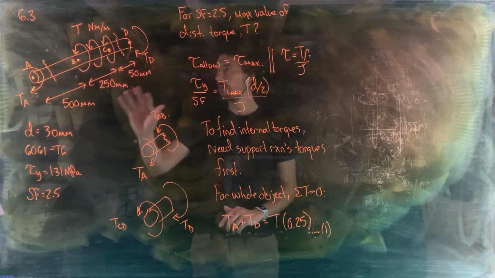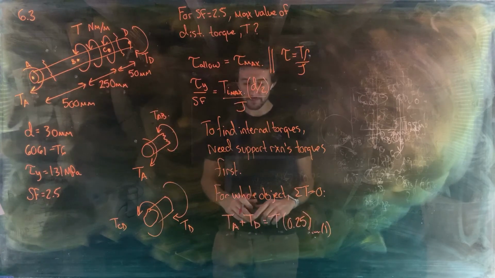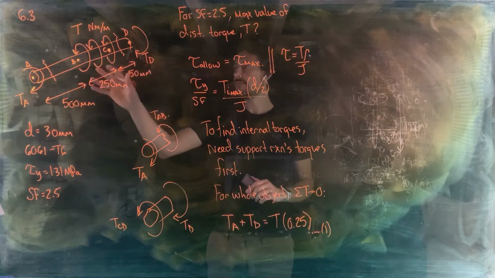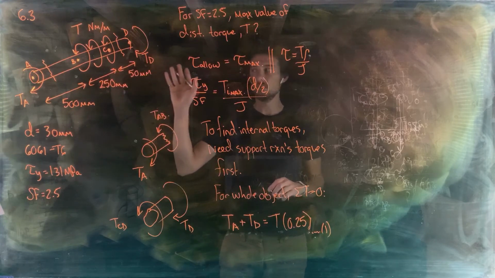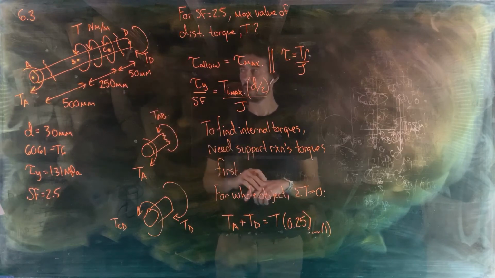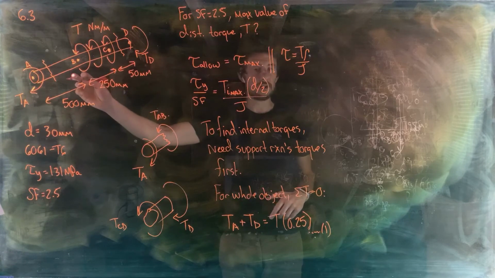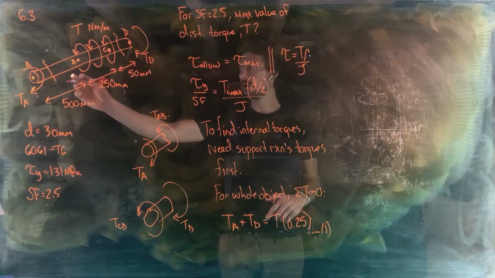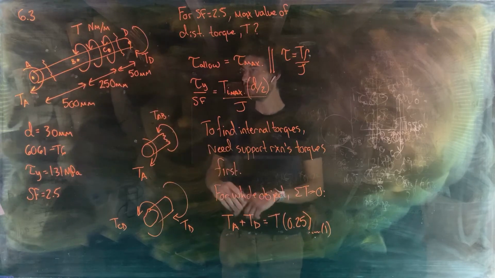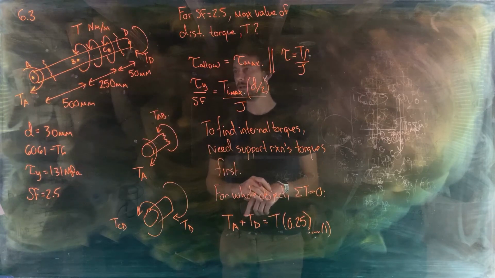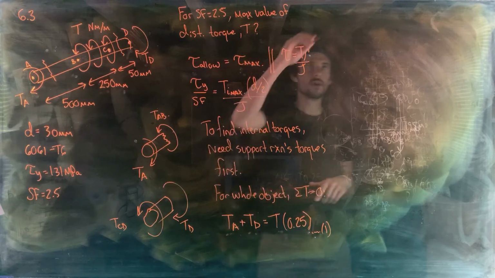And where does that come from? Well, when you've got a statically indeterminate problem, you look at deformations of the object to build up another equation. So in this case, where it's torques, we look at what the angle of twist of this object is going to be and see whether we can create an equation based on that.